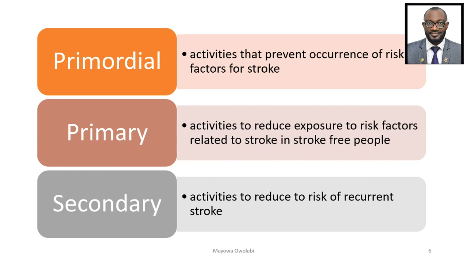Primordial prevention includes activities that prevent the occurrence of stroke risk factors, that target the prevention of stroke risk factors from even emerging in the first instance, whereas primary prevention are activities that are aimed at early detection and control of risk factors for stroke when those risk factors have already developed. So my talk today will be focusing on primordial prevention, which is actually the most challenging but perhaps the most important and most likely also the most useful.